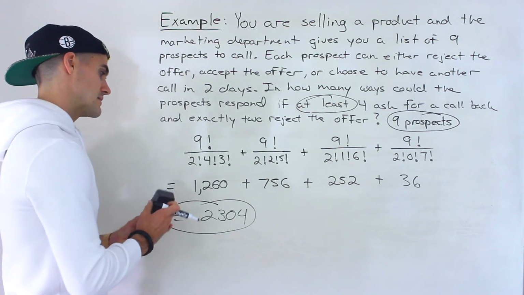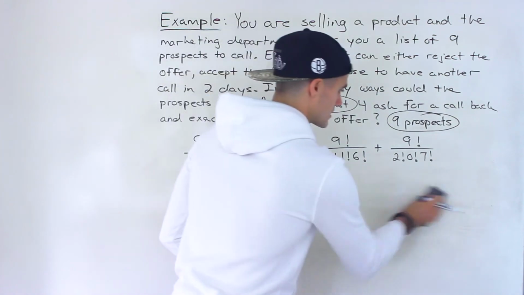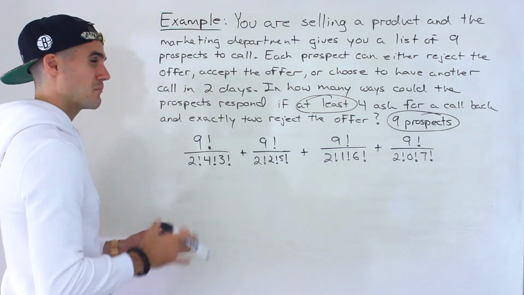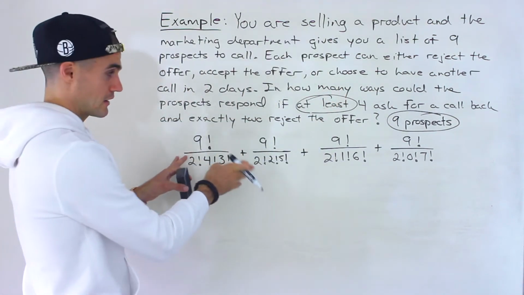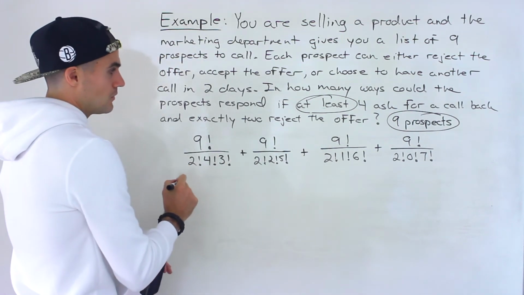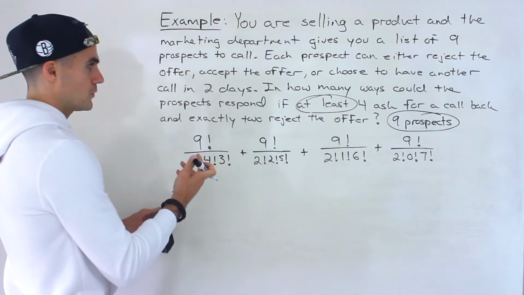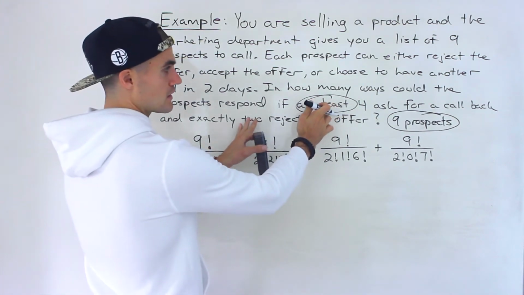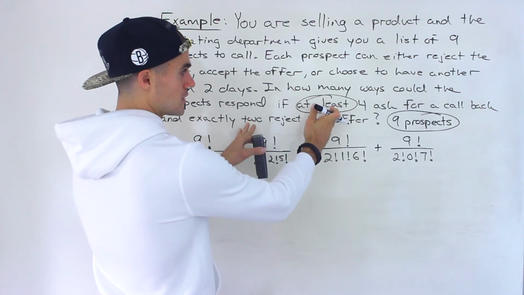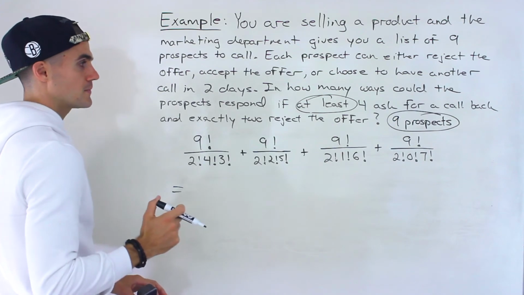Now, another way that this could be shown, another way this could be done, it's not my preferred way. My preferred way is to show it like this, with all the cases. The second way, we're also going to have to deal with cases, but we kind of split these 2 pieces of information up. There's at least 4 ask for a callback and then exactly 2 reject the offer.